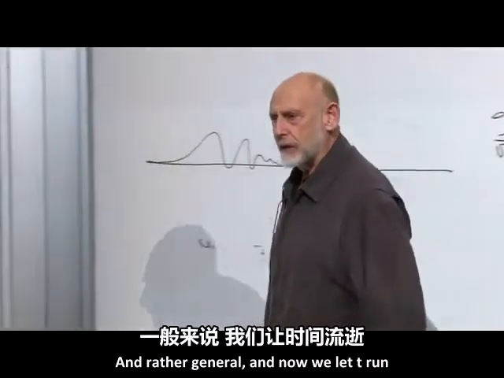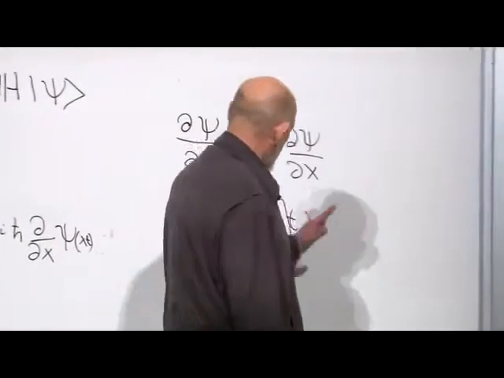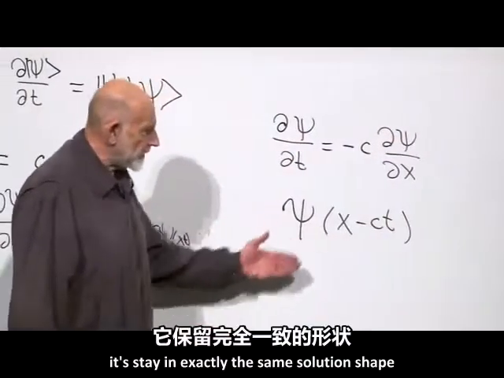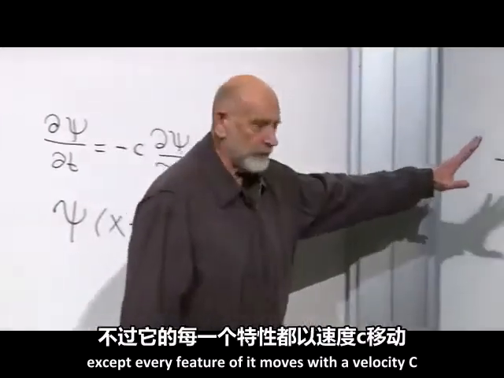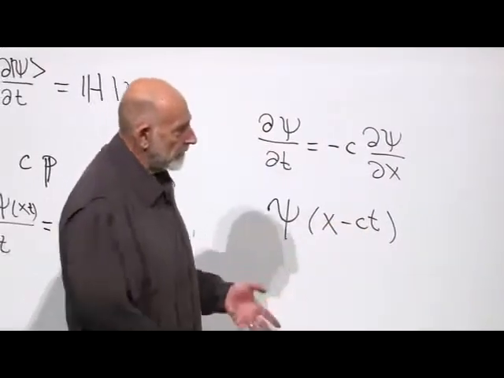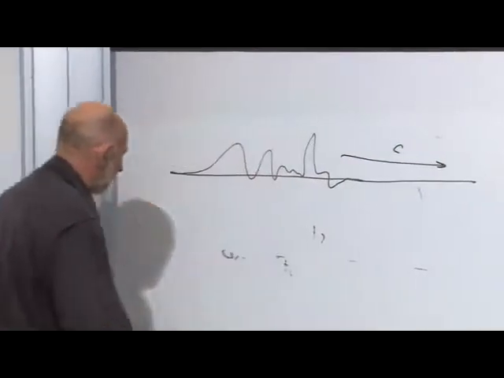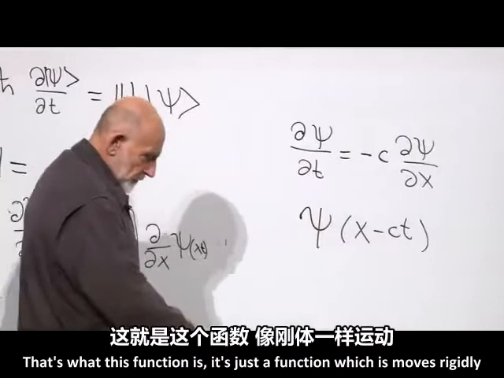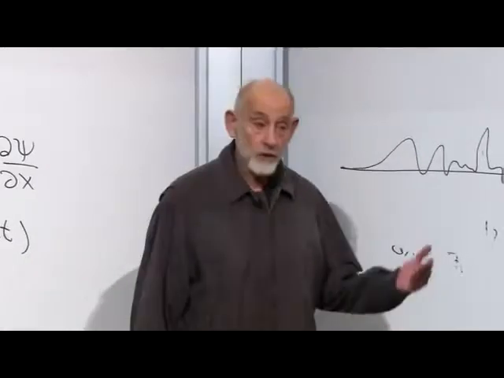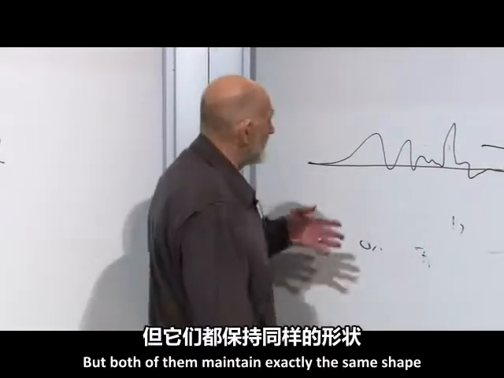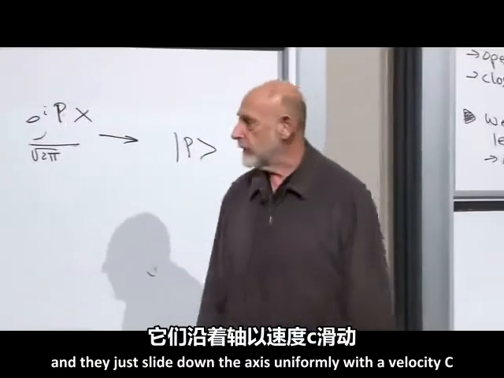And now we let t run. We let the time go forward. What happens to this solution? What happens to the solution is it stays exactly the same shape, except every feature of it moves with a velocity c. The features of it move to the right with uniform velocity c. That's what this function is. It's just a function which moves rigidly without changing its shape. And of course, it's a complex function, so it has a real part and an imaginary part, but both of them maintain exactly the same shape, and they just slide down the axis uniformly with a velocity c.